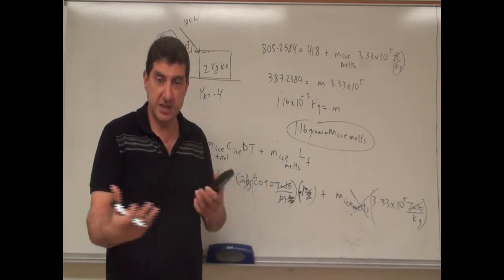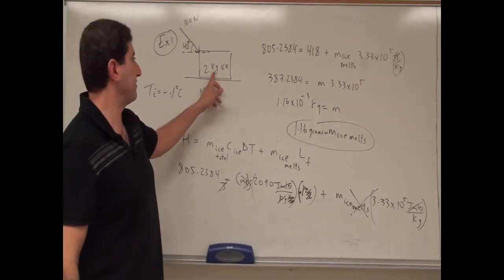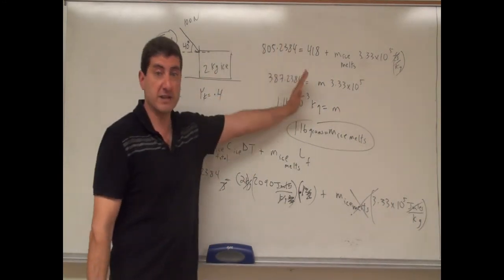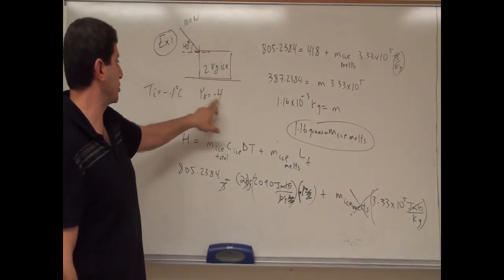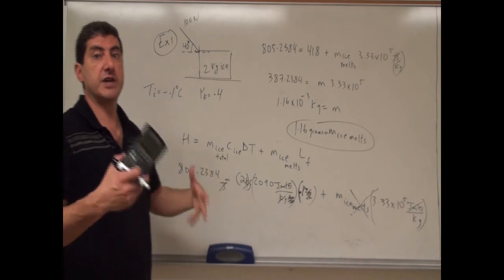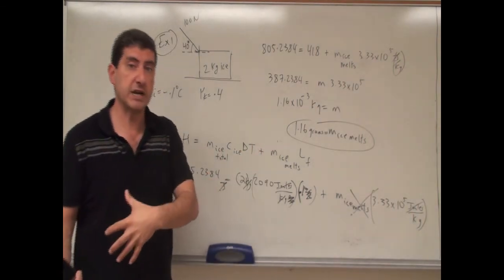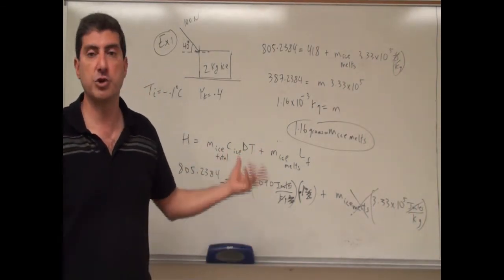So depending on the conditions of the problem, how much mass of ice there is, how much you dragged the ice, how much force you have applied, the coefficient of friction, and its initial temperature, the answer might vary, right? Some of it might melt, none of it might melt, so it all depends, okay?